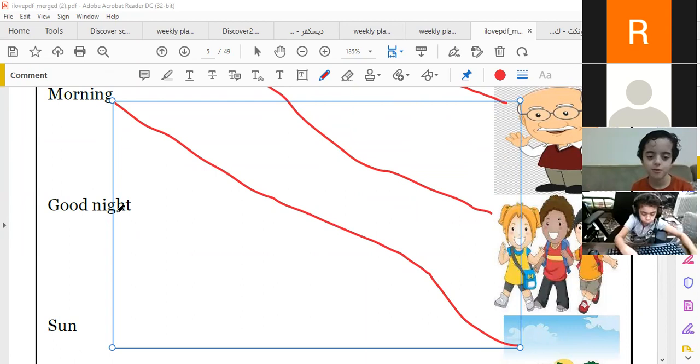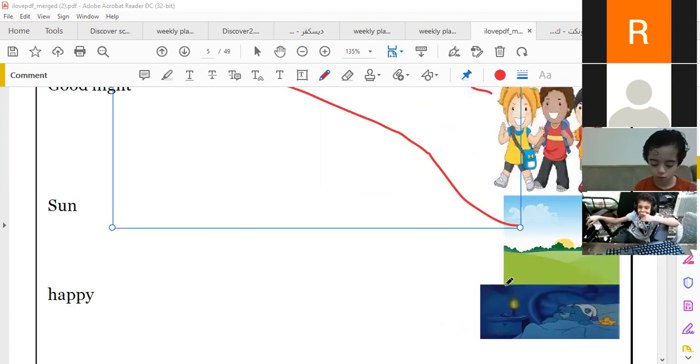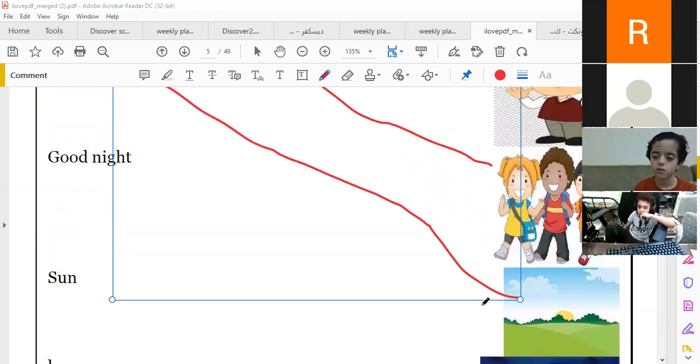Yes. Can you read this word, please? It's good night. Excellent. Do you think this is a correct picture? Do you think this is good night? No. What is it doing? Sleeping. Look, it's dark here. It is sleeping. Yes. So do you think this is good night? No. But at night, we say good night. Yes, Yusuf. Well done.